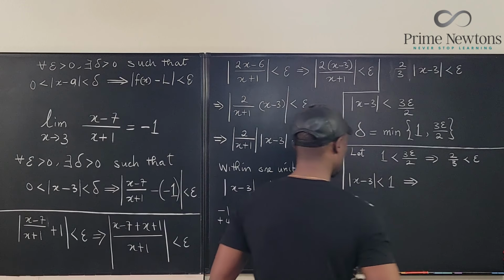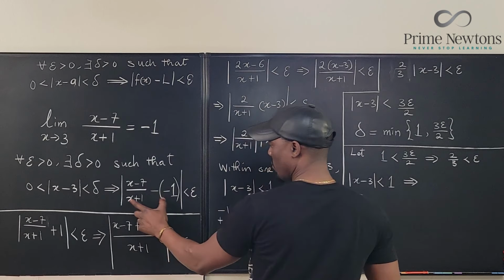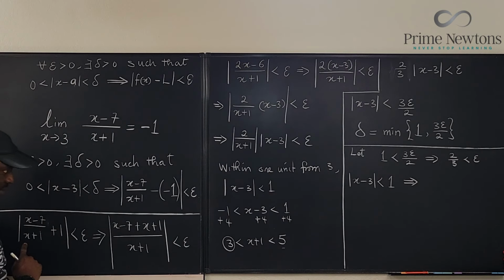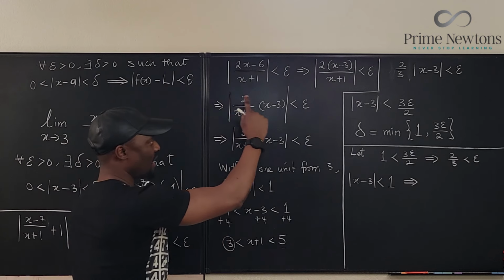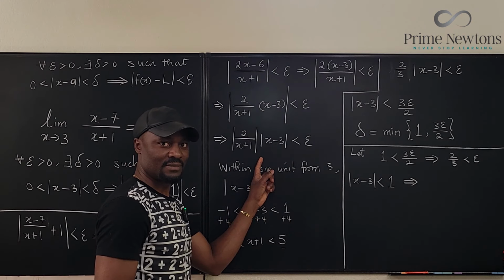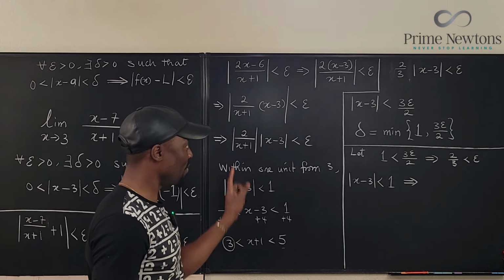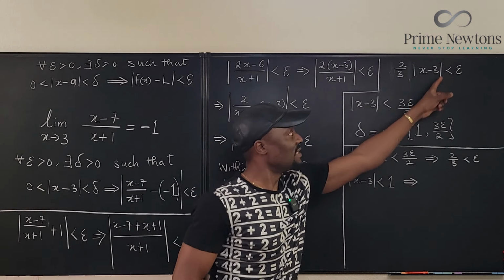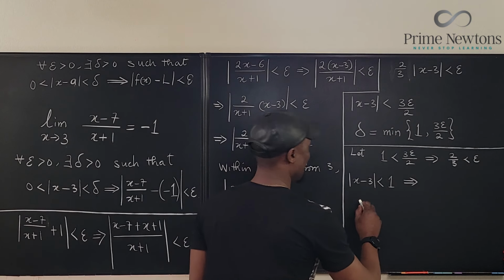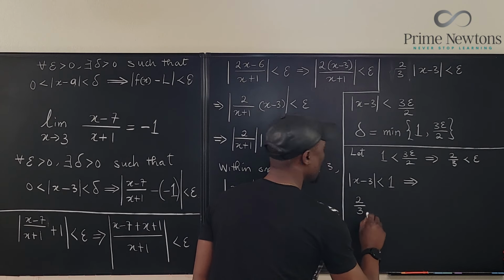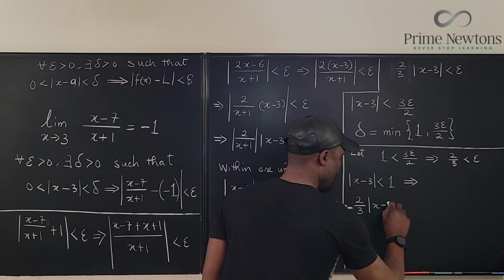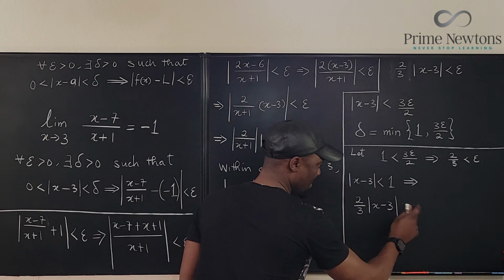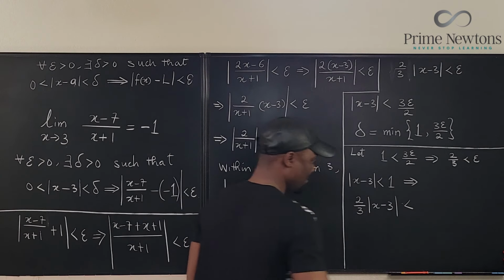implies that this is less than epsilon. But what exactly is this? We already claimed that if we process this, see, that's what we did from here. If we process this all the way, we're going to end up here, right? And from here, we were able to show this. So we can as well write this expression and say this implies that 2/3 of |x − 3| is equal to, will it be equal? Will be less than, actually, will be less than.